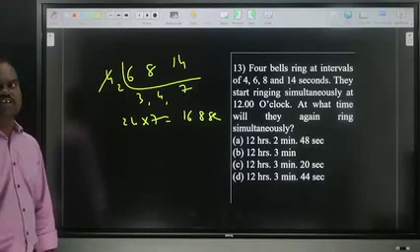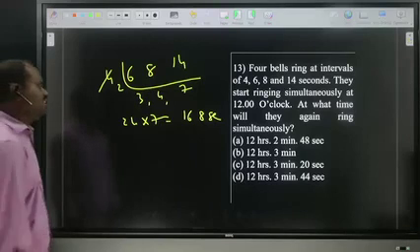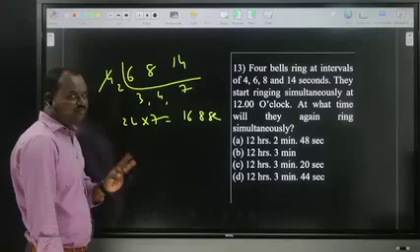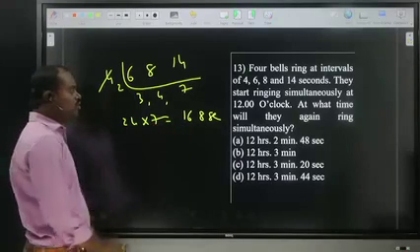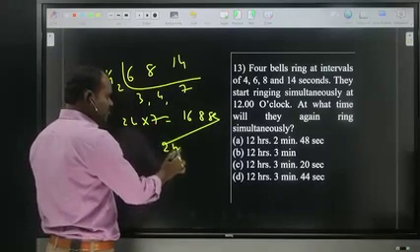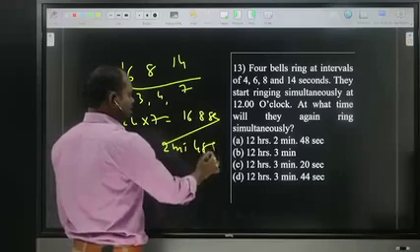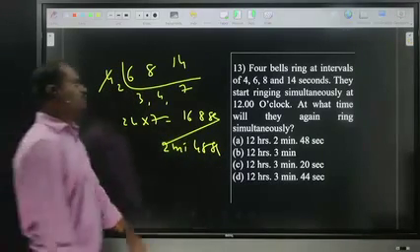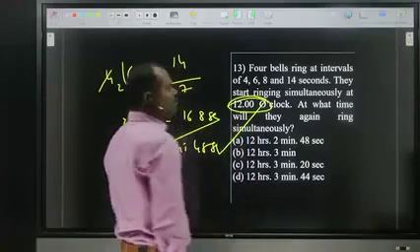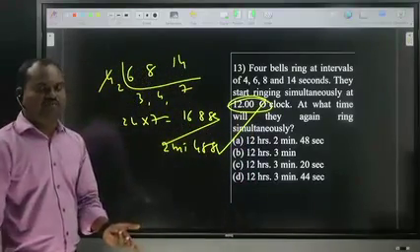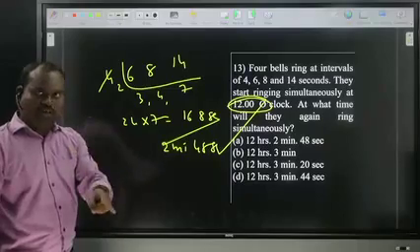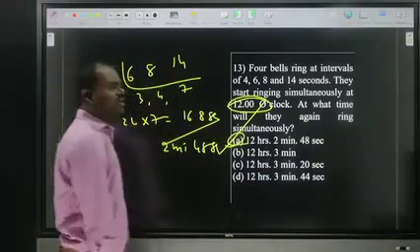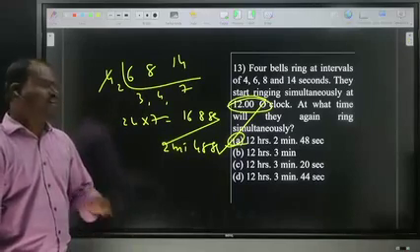168 seconds is how many minutes? Each minute is 60 seconds, 2 minutes is 120, but it's 168, so 2 minutes plus 48 seconds extra. The start time was given as 12 o'clock, so after 12 o'clock, 2 minutes 48 seconds. Answer is option A.